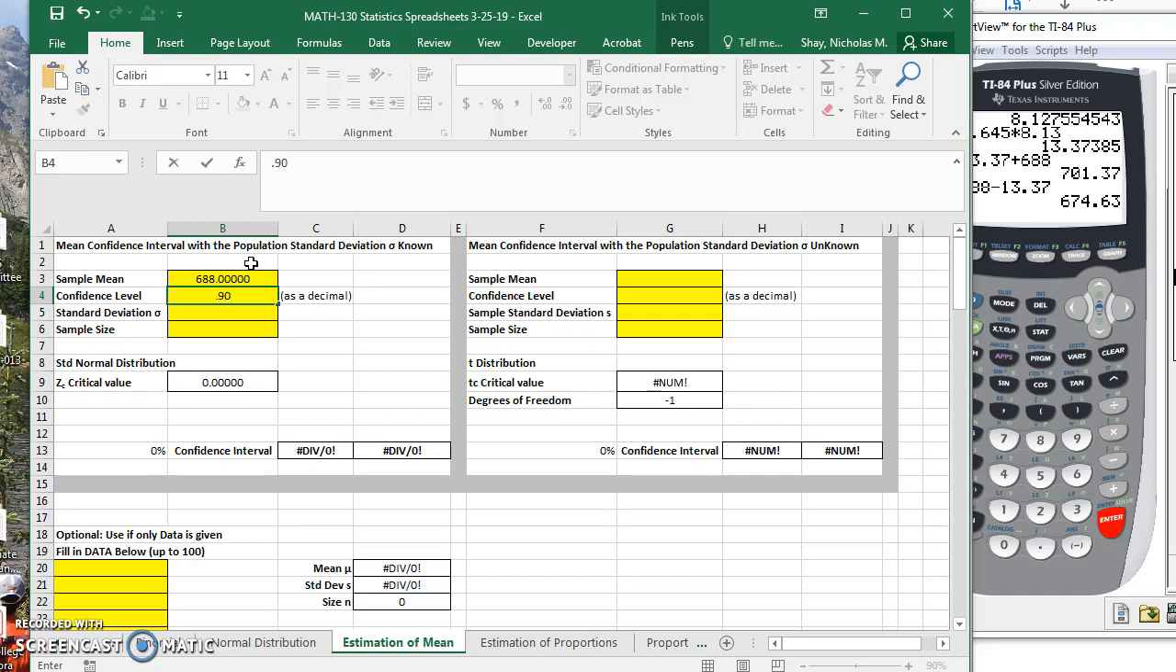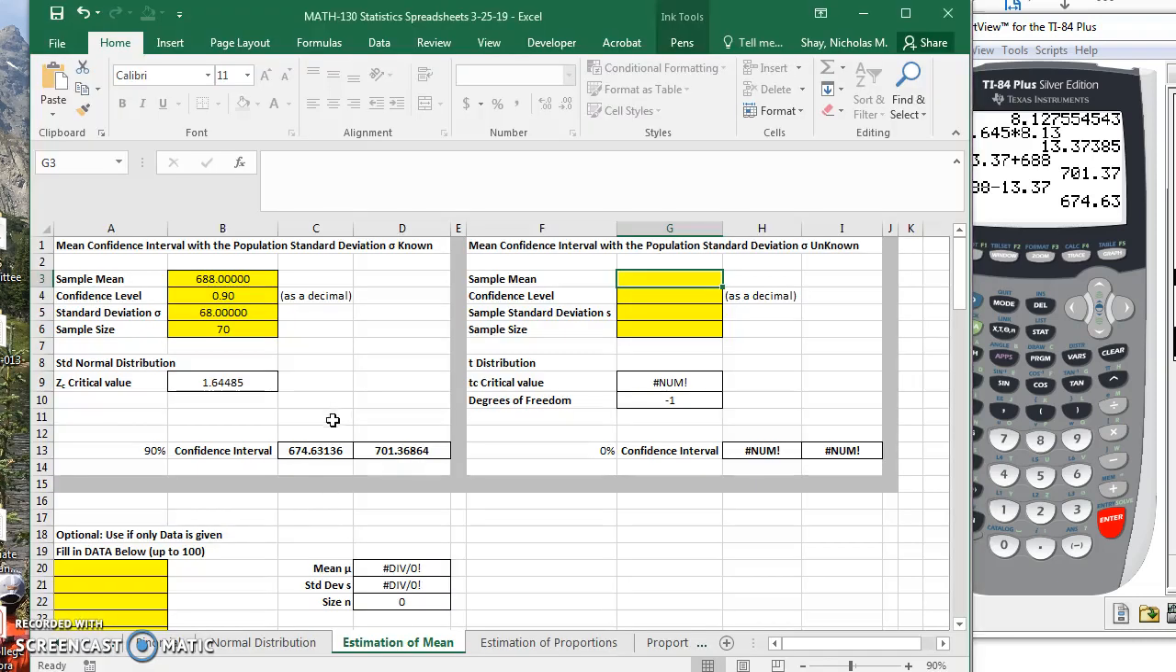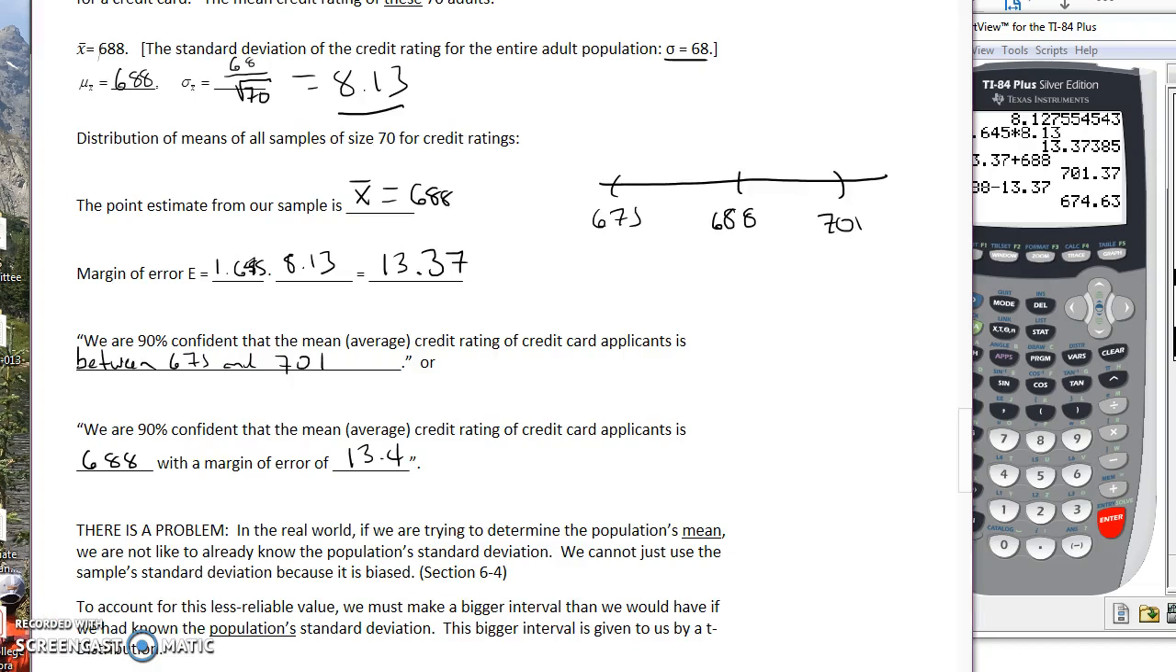We actually know sigma right here, so we could put in our sample mean of 688, our confidence level of 0.90, our standard deviation, which was 68. That was not the standard deviation of the sample means, but the population standard deviation. And then our sample size was 70. And you can see we get the same thing, between 675 and 701, which is exactly what we got this way.